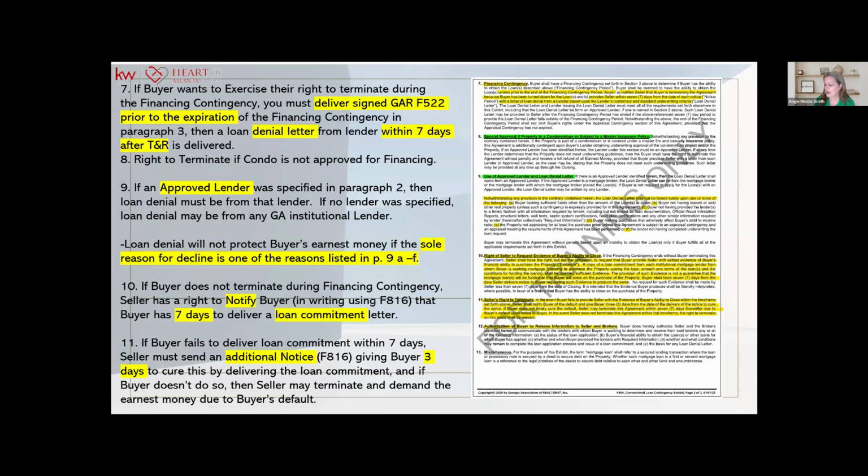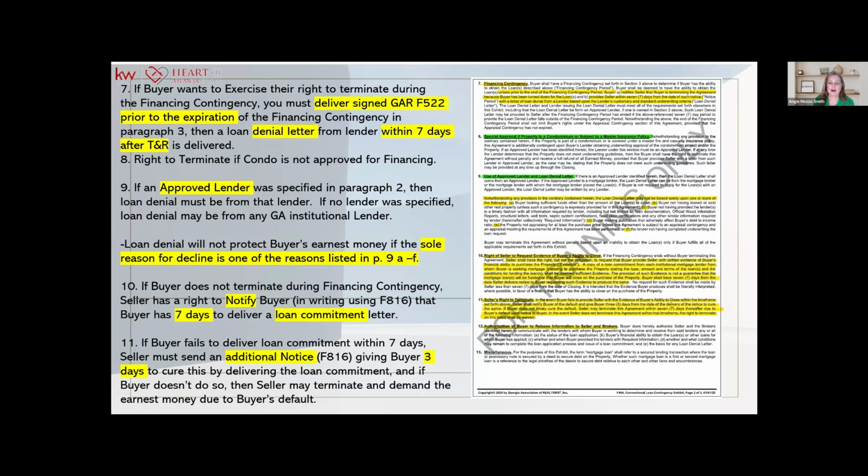Okay, paragraphs 10 and 11. Paragraphs 10 and 11 kick in after the financing contingency has expired, assuming the buyer did not exercise their right to terminate based on their financing contingency, which is what we want. We want the buyers to stay under contract. We want these deals to close. We don't want people to terminate contracts and deals to fall through. So ideally, we want that financing contingency to expire and the buyer not to terminate. That's the way we get to closing tables.